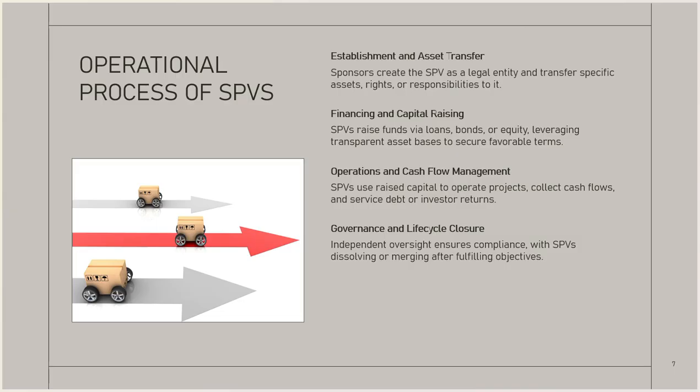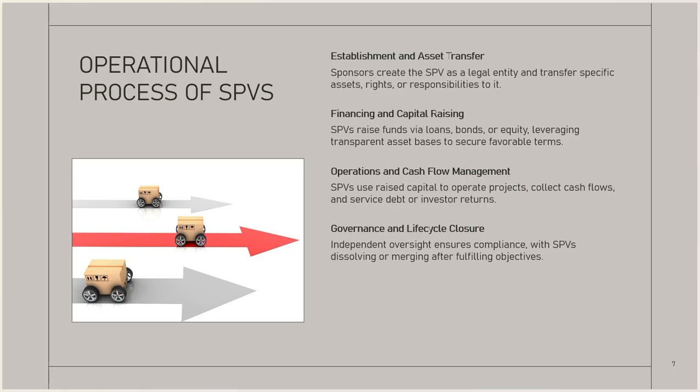So let's move on to the next slide, the operation process of the special purpose vehicle: how it will work and what operational things are done in it. The stages are: establish the asset tracker, financing and capital raising, cash flow management, and governance and life cycle closure. The special purpose vehicle is created as a special legal entity, and the specific asset rights and responsibilities are transferred to it for the specific project. Funds come via loan, bond, or equity, with leverage, transparency and asset classes ensuring favorable terms for the special purpose vehicle.